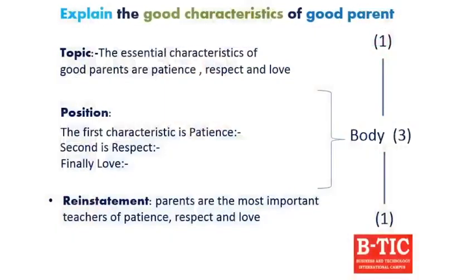Let me take an example question now to explain what we have learned so far. Explain the good characteristics of good parents. This question can be broken into meaningful magical pieces. First is the good parent, which is the scope word. Good characteristics is the topic word, and finally the explain is the command word. Now when I answer this question, I'll be having the topic, position and reinstatement according to TDR structure.